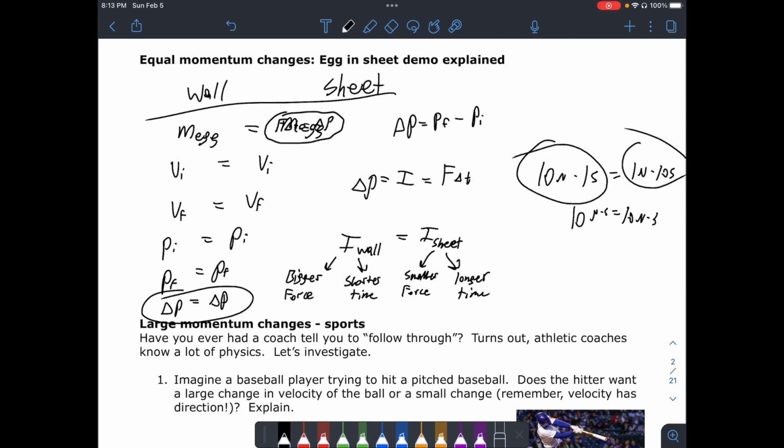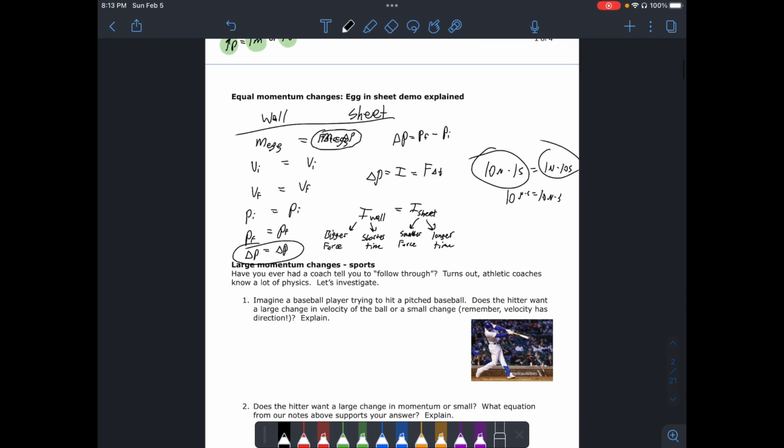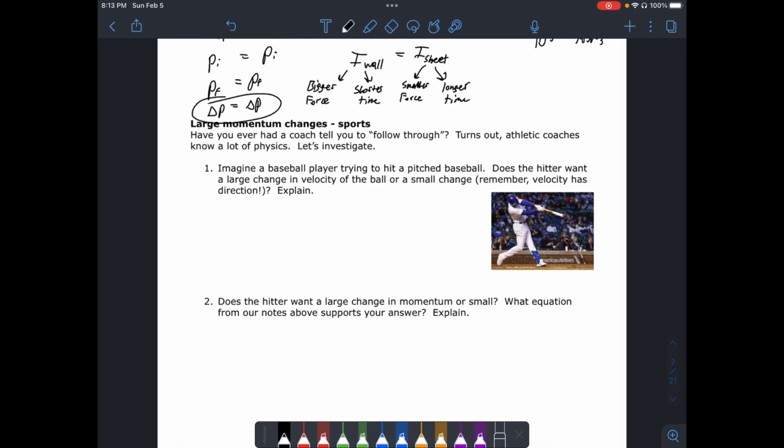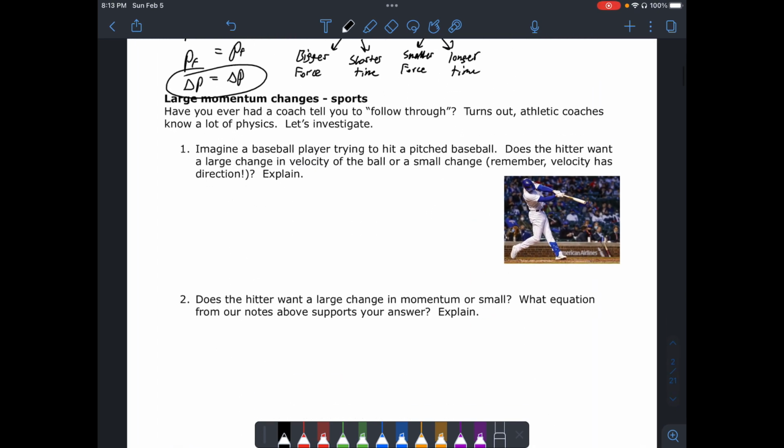Only this combination, these two combinations might produce different results. And that's what we saw with the egg. Here's a real life example of our baseball player here, and his coach is telling him to follow through on his swing. And we're going to look at this a little bit closer in terms of momentum.